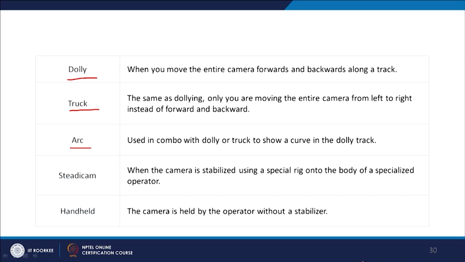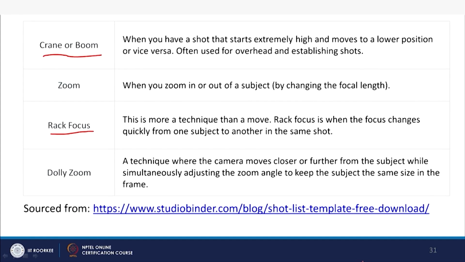Dolly suggests the movement when the entire camera is moved forward and backward along a track, and the truck is also the same as dollying, but we find that the movement is from left to right instead of being forward and backward. The word arc suggests a combined movement of dolly and truck for a particular type of filming shot. Crane or boom is a shot which starts extremely high and moves to a lower position or vice versa. It is often used for overhead and establishing shots.